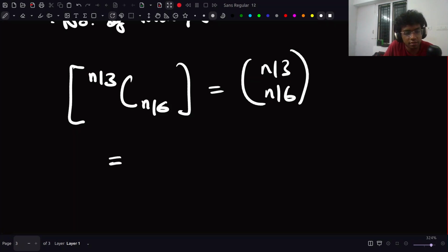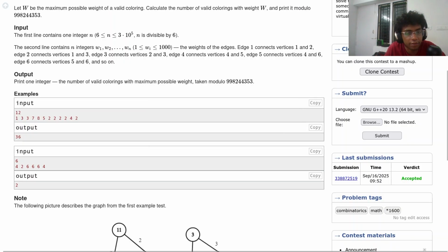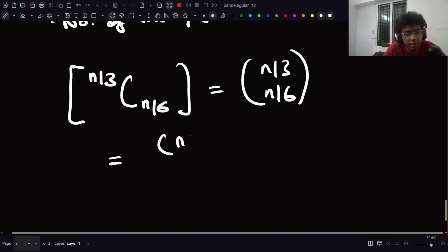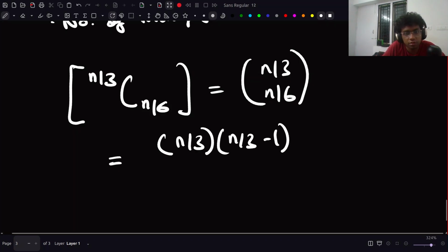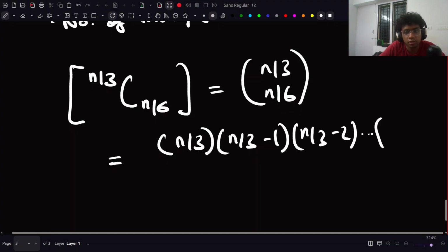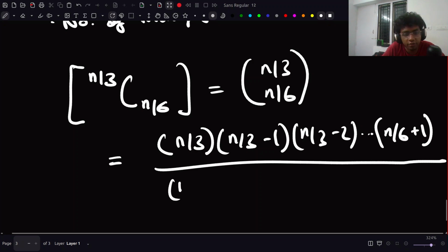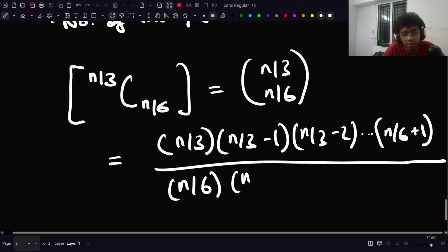We can write it in factorial form, using the factorial formula. We can write n by 3, n by 3 minus 1, n by 3 minus 2, and so on and so forth till we reach n by 6 plus 1. And here we divide by n by 6, n by 6 minus 1, and so on until we reach 1, right?